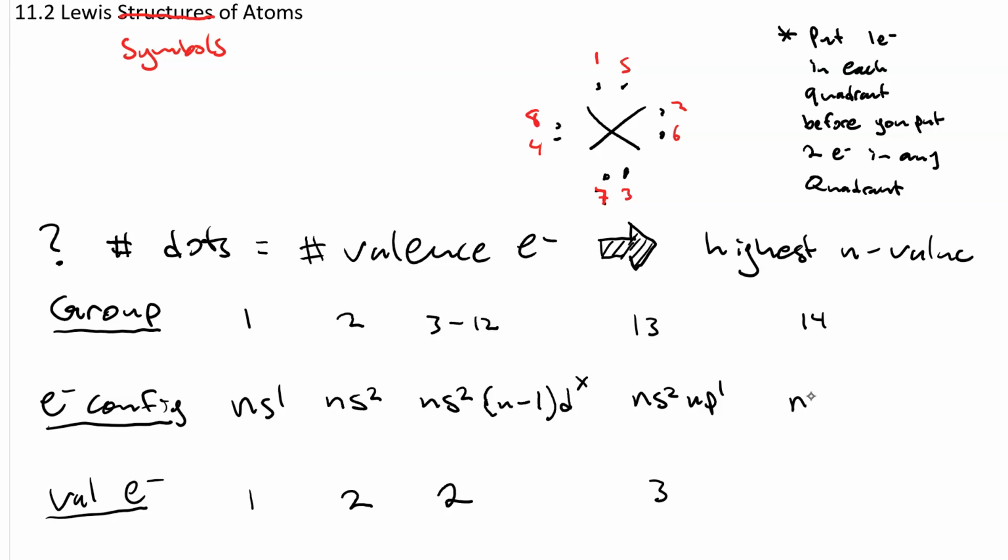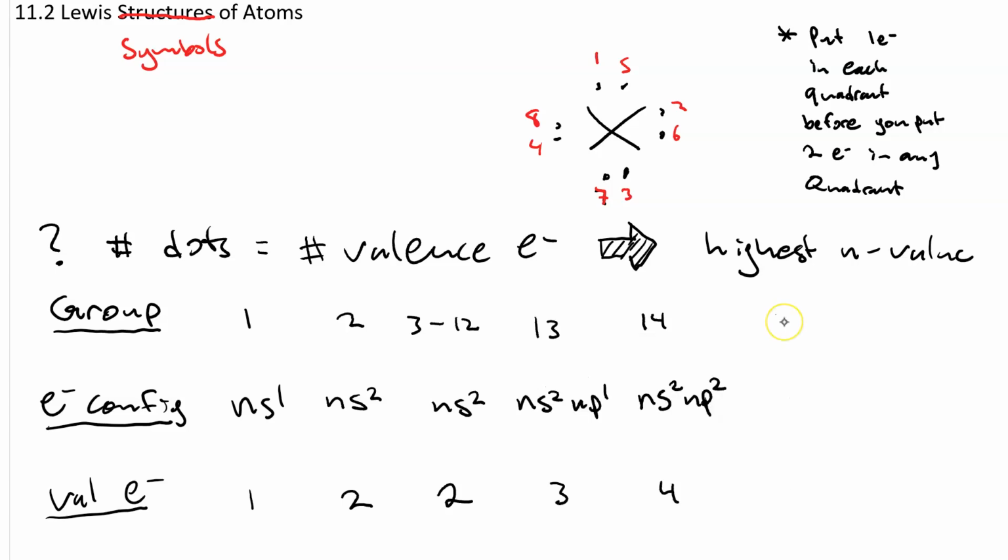Group 14 will have ns2, np2, 4 valence electrons. Group 15 configurations will end in ns2, np3, and have 5 valence electrons. Group 16 will end in ns2, np4, and have 6 valence electrons.